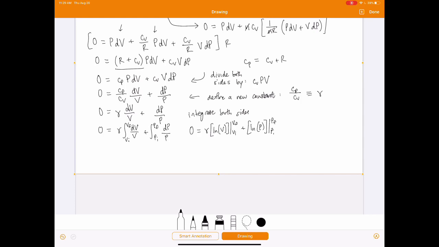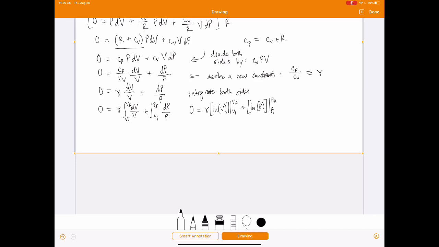So overall, here's what we're going to have. 0 is equal to gamma times natural log V final minus natural log V initial. That's how we evaluate that at the limits. And then plus natural log P final minus natural log P initial when I evaluate the second one at the limits.